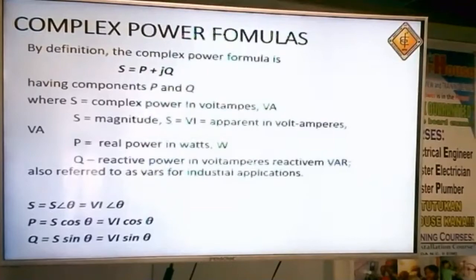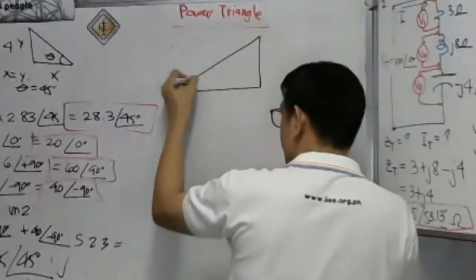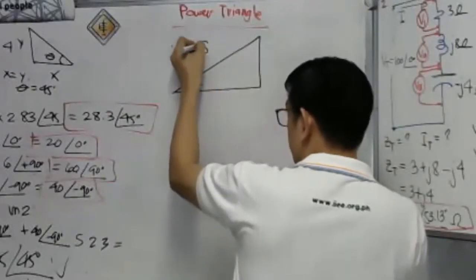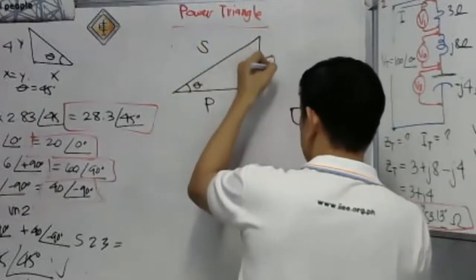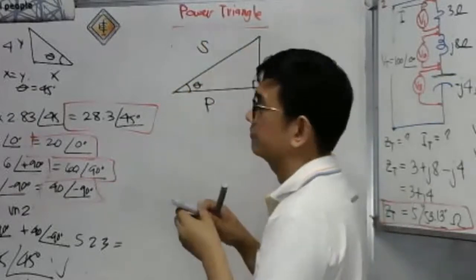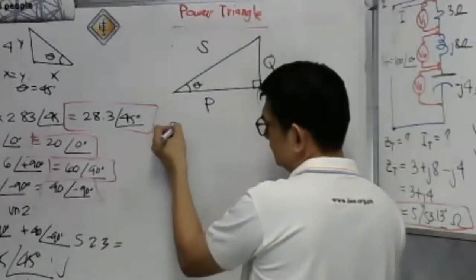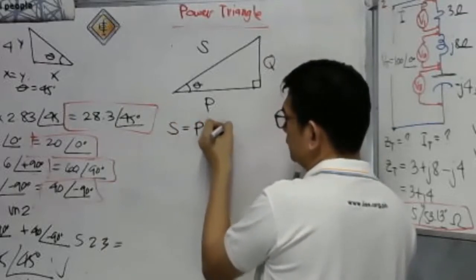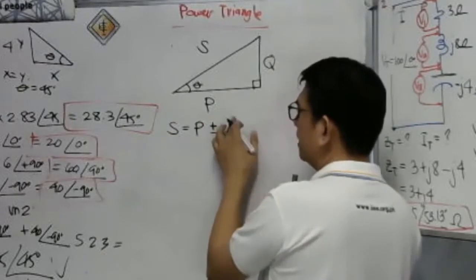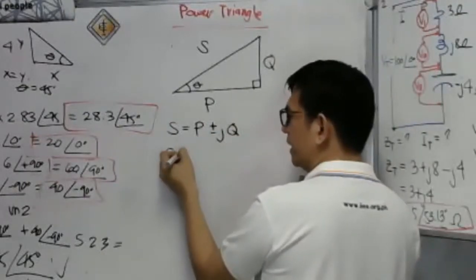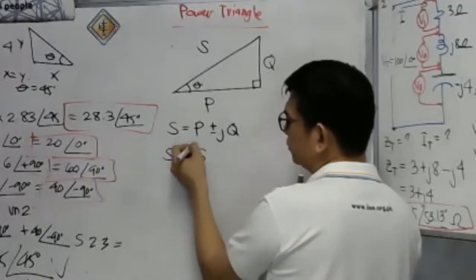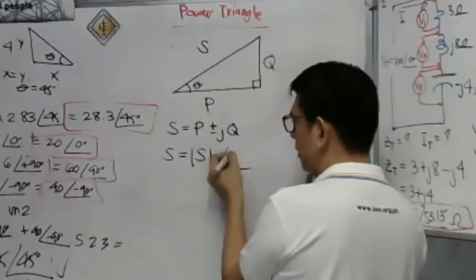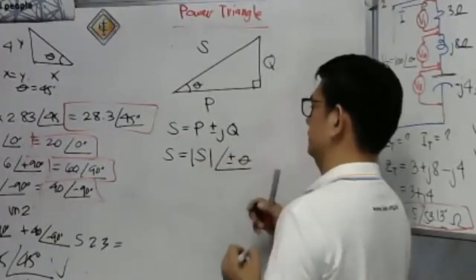Our power triangle is one of the most important triangles in AC circuits. This is our theta, this is our S, this is our P, this is our Q. Our S in rectangular form is equal to P plus minus jQ. If we convert this into polar form, our S is simply the magnitude of S, cis of plus minus theta.